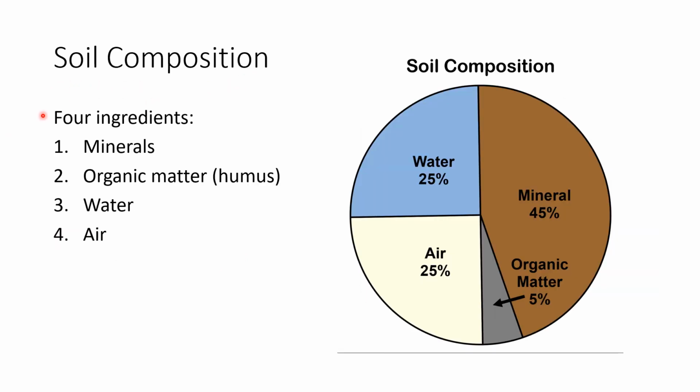So the composition of soil. Soil is made of four main ingredients: minerals making up 45%, organic matter or humus, this is stuff like dead leaves, dead bugs, makes up about 5% of soil, and then water and air make up 25% each of soil.